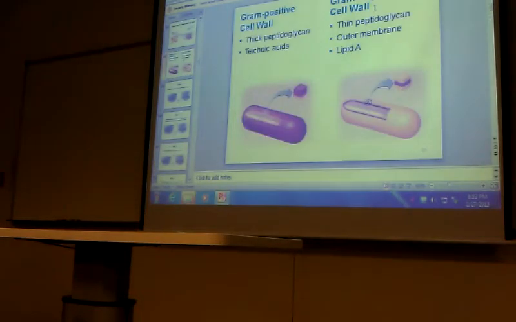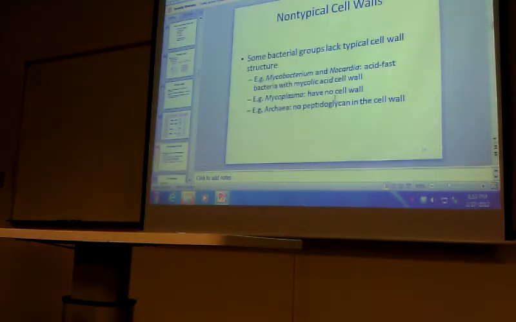Somewhere I probably skipped this one. This slide gives you a brief summary of the key differences between gram-positive and gram-negative, so pay attention. Then the next slide will be somewhere around slide 30: the non-typical cell wall. Gram-positive and gram-negative are the typical cell walls. You have bacteria which do not have a cell wall, mycoplasma, and then archaebacteria, which do not have peptidoglycan, and acid-fast bacteria, that's Mycobacterium and Nocardia, which have mycolic acid. We talk about all this, and now we move down to slide number 45.